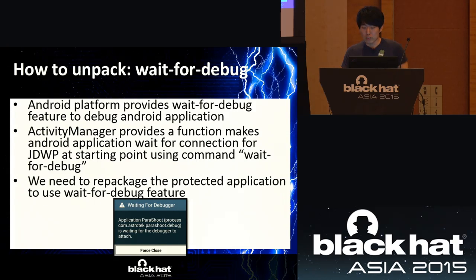Now, I will talk about how we can hook functions on an unrooted device. In the Android platform, there is a feature which I call the wait-for-debug feature. We can debug the Android application through this feature. If the debugger sets the wait-for-debug flag, the app will wait for the debugger just after execution.